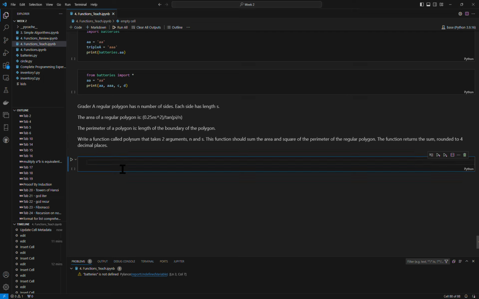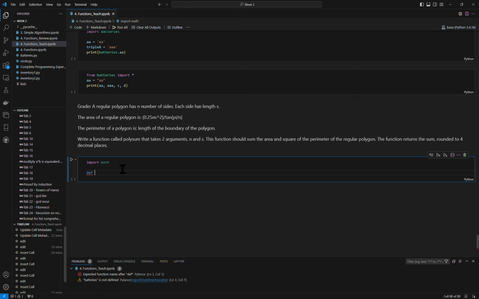We'll start by importing the math module. Then we need to define a function called polysum, which is the function that the question asks us to define, and it takes two parameters, n and s. And we're going to calculate the area of the polygon. And how do you do that? Can you tell me?